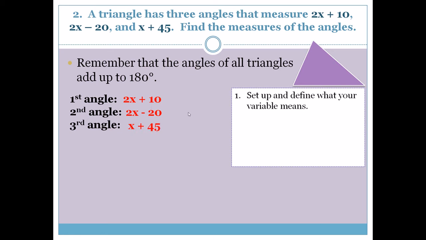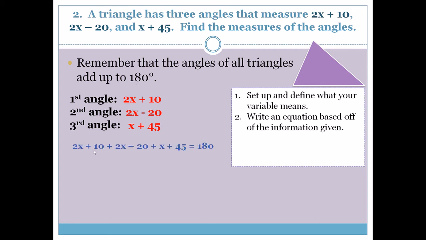Very good. Now we can write an equation based off the information given. So all angles of a triangle add up to 180. So if I add these 3 numbers up, or these 3 expressions up, I should get 180. So that's what I do. That's how I write my equation. Once I know what I'm working with, it's a lot easier to set up the equation. So there's my first angle, 2x plus 10.